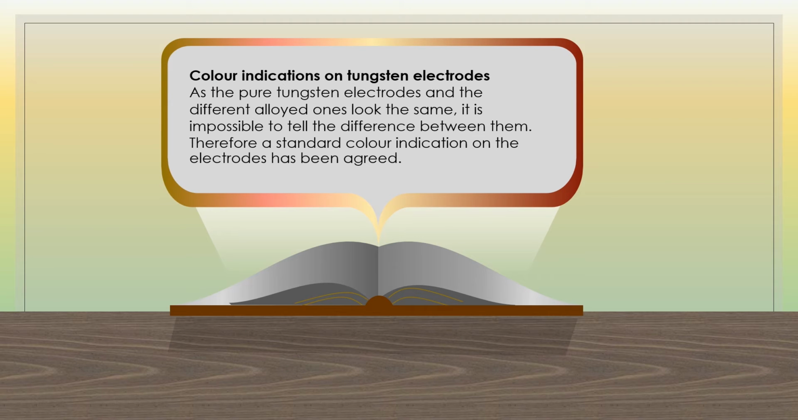Color indications on tungsten electrodes. As the pure tungsten electrodes and the different alloyed ones look the same, it is impossible to tell the difference between them. Therefore, a standard color indication on the electrodes has been agreed.